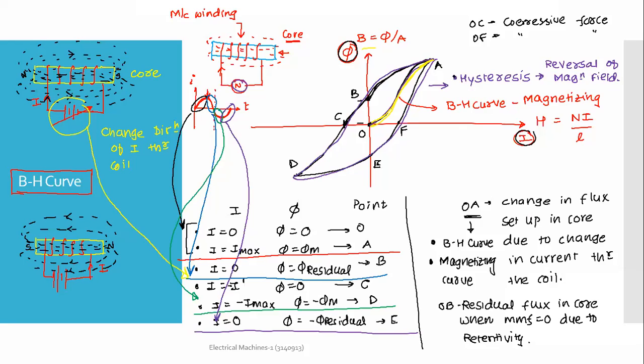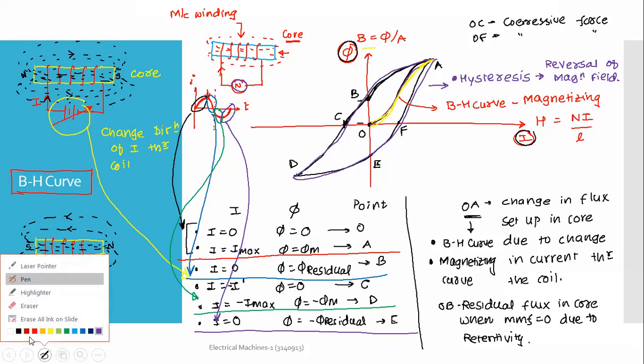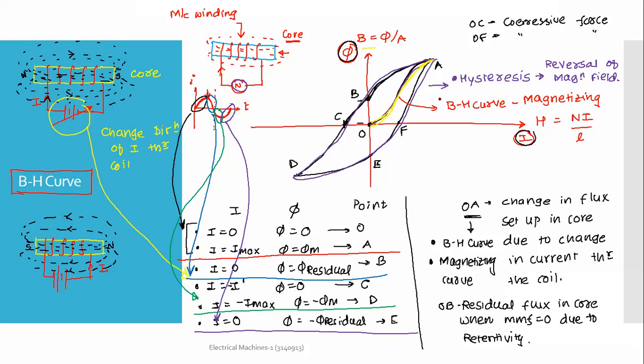Hysteresis is about how the core material will behave when it is subjected to continuous reversal of the magnetic field. And the BH curve represents how the core material can be magnetized in a cycle. Okay. Now, what will happen when the core is subjected to reversal of magnetic field?